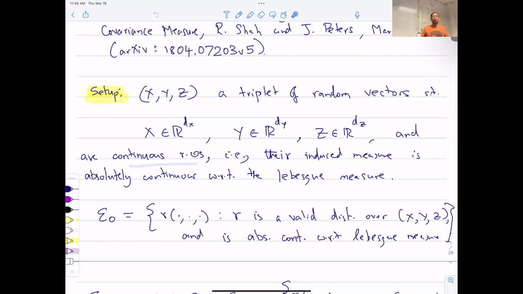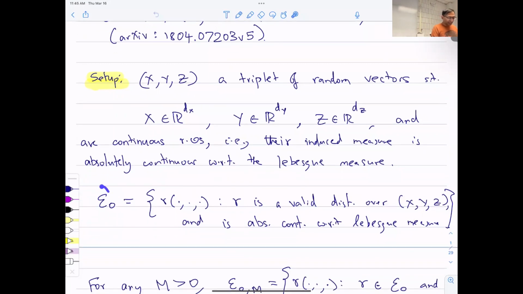What do you mean by continuous random variable? That it has a PDF. So you shouldn't have delta functions. You shouldn't have impulses. You shouldn't have PMFs. You shouldn't have atomic masses. And that's really what absolutely continuous with respect to the Lebesgue measure means. That a PDF exists. So those are the assumptions here.